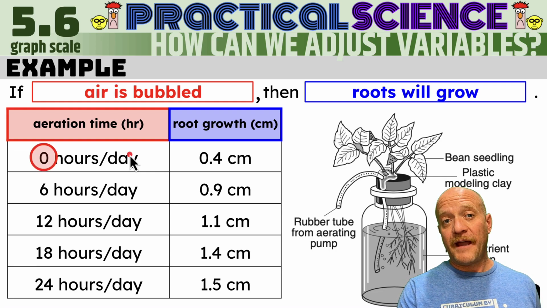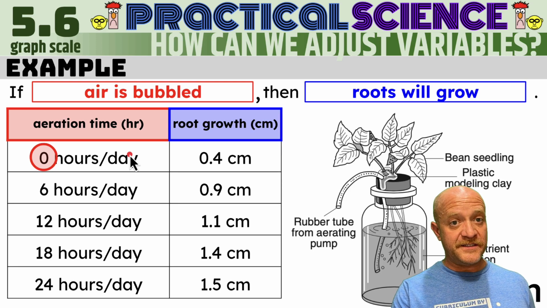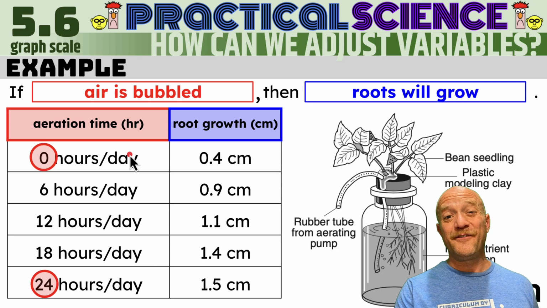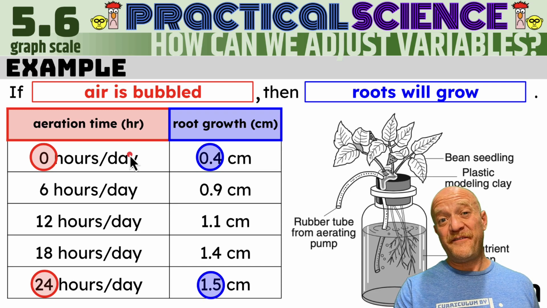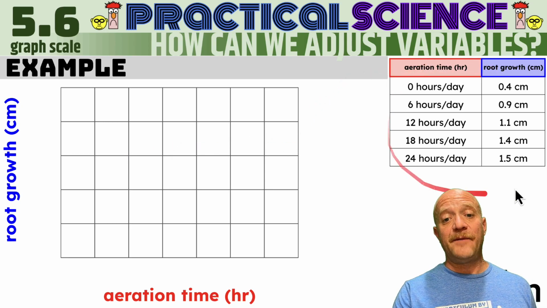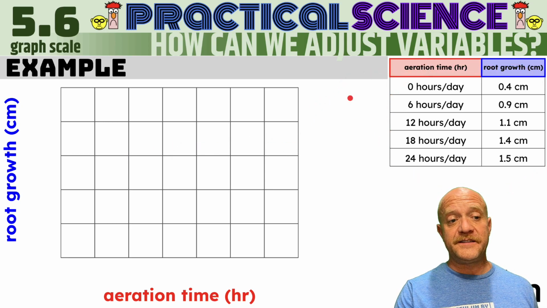Now, when we set up our graph, we need to include the smallest value for the x-axis and the largest value. So we need to get from 0 to 24. But on the y-axis, we need to have from 0.4 to 1.5 centimeters. So let's look at how to set it up. I have the data table up here just for your reference.